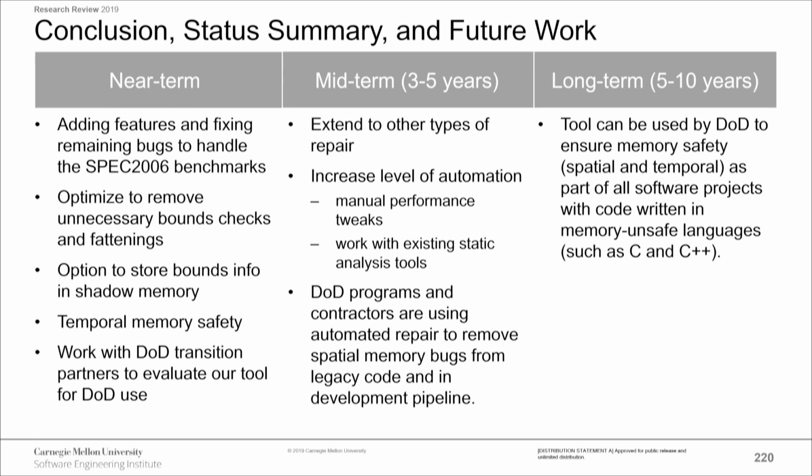That brings me to bullet point number 2. We are also optimizing the repair to remove unnecessary bounds checks, and we hope that towards the end of the fiscal year we should have the overhead down to around 10 to 20% for typical programs. We're also working to store the bounds information in shadow memory and address temporal memory safety. And we will be working with our DoD transition partners to evaluate our tool on real programs in use by the DoD.